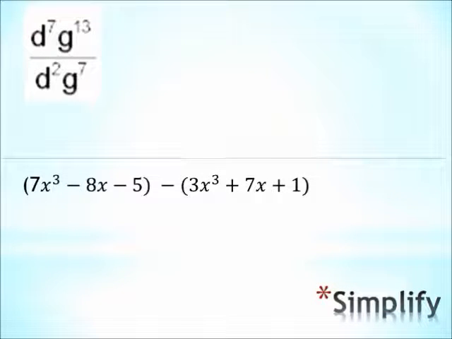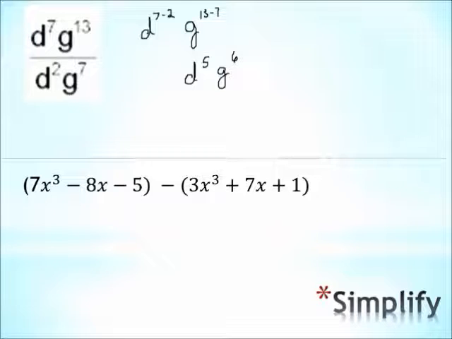Sorry for this one being a little blurry, but we have a d to the 7th divided by d to the 2nd. And if you remember, when you are dividing, you actually subtract the exponents. Then we have g to the 13th over g to the 7th. So our grand total here would be d to the 5th, g to the 6th.